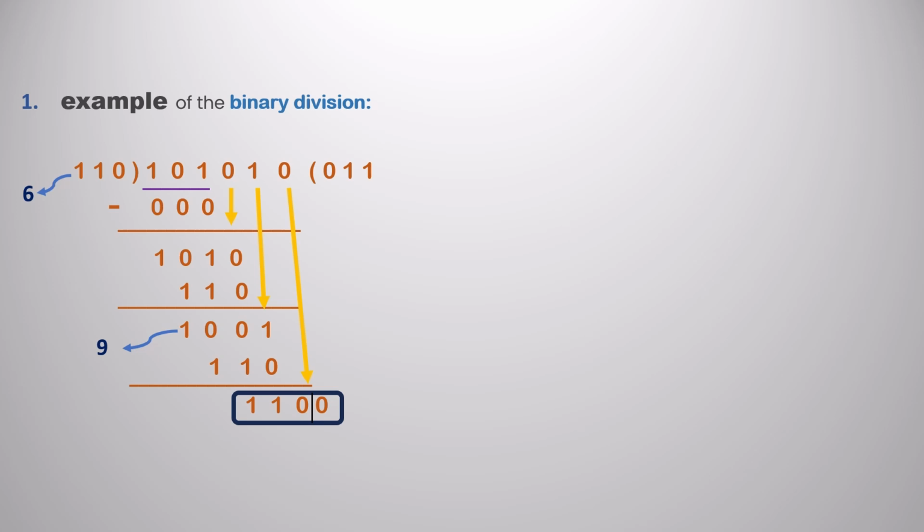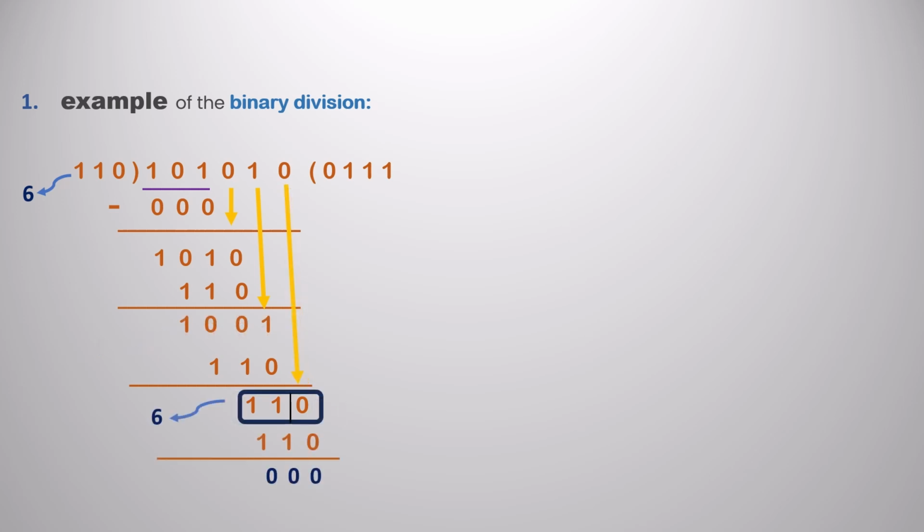Here the last one is 100, that is 4. In the next step we have to take 1 down. After taking 1 down, we have got 1001, that is 9. 9 is also a big number, greater than 6. So we take 1 times 6. 9 minus 6 is equal to 3, that is 11. So 11 is equal to 3 in decimal. Again we are going to take the 0 down.